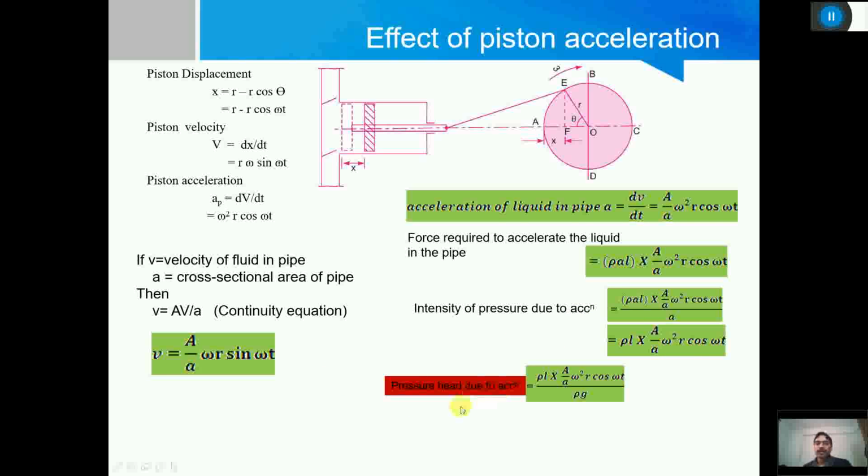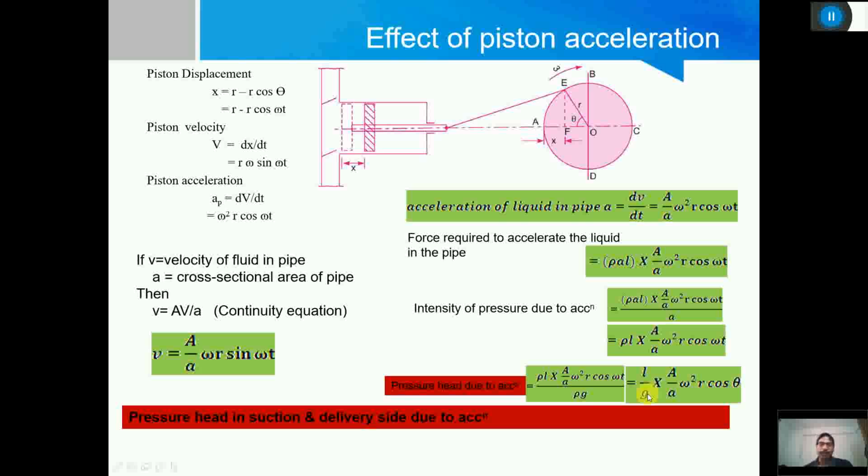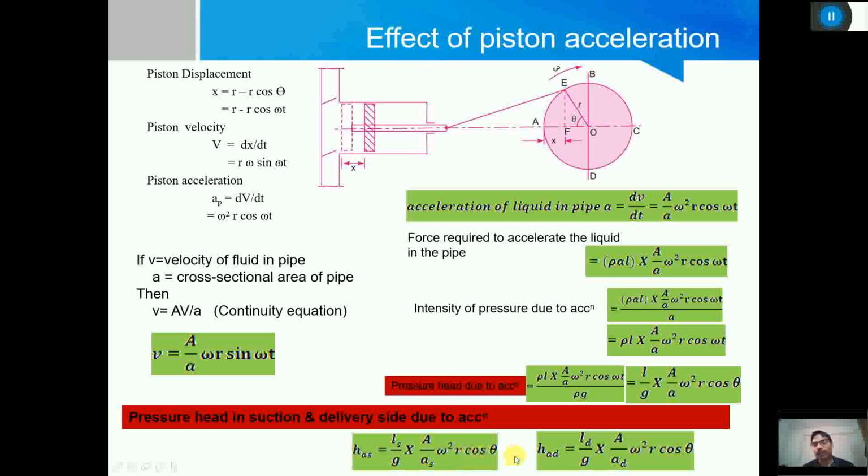So pressure head due to acceleration we can calculate, that is P by rho g, and P we have calculated here. So in standard form we can write, rearranging this equation, as L by g, A by a, omega square r cos omega theta. So pressure head in suction and delivery side due to acceleration can be written by this formula, because the length as well as area of cross section in suction and delivery pipe may be different, and that's why the head due to acceleration in suction and delivery pipe may be different.